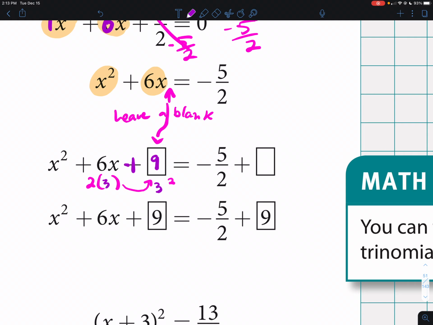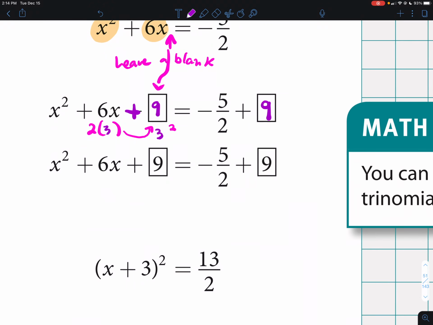But notice how we're adding a new number to our problem. We're adding 9 to the problem. And what we add to one side, we have to add to the other. Got to keep it balanced, right? And so now we've got to combine negative 5 halves and 9. So we need common denominators. I need to get 2 on the bottom, so times 2 times 2. So I have negative 5 halves plus 18 halves, which gives us 13 halves, which is where they got that from.